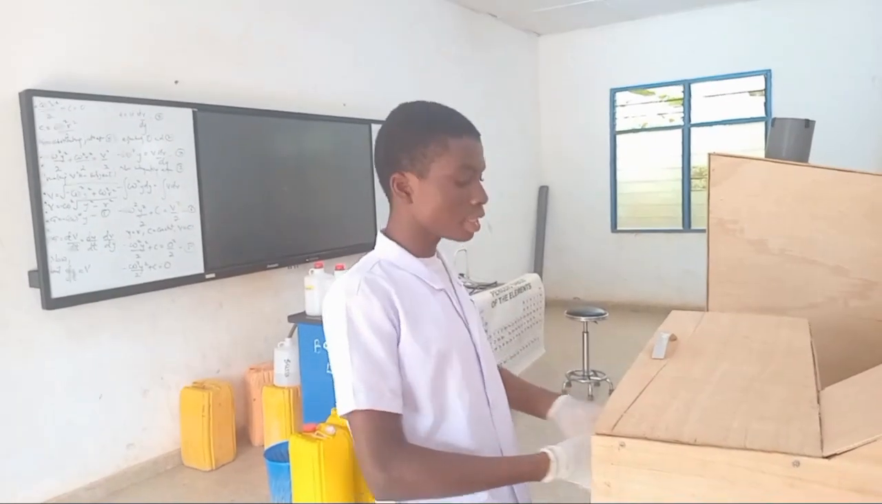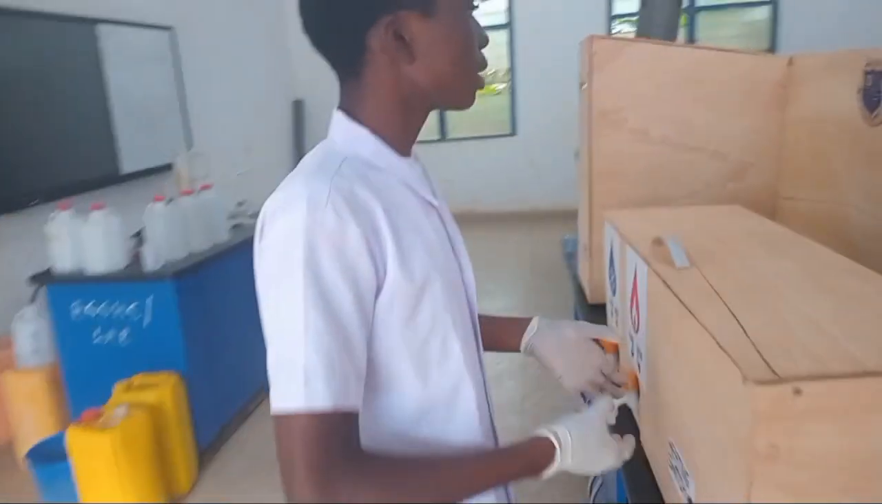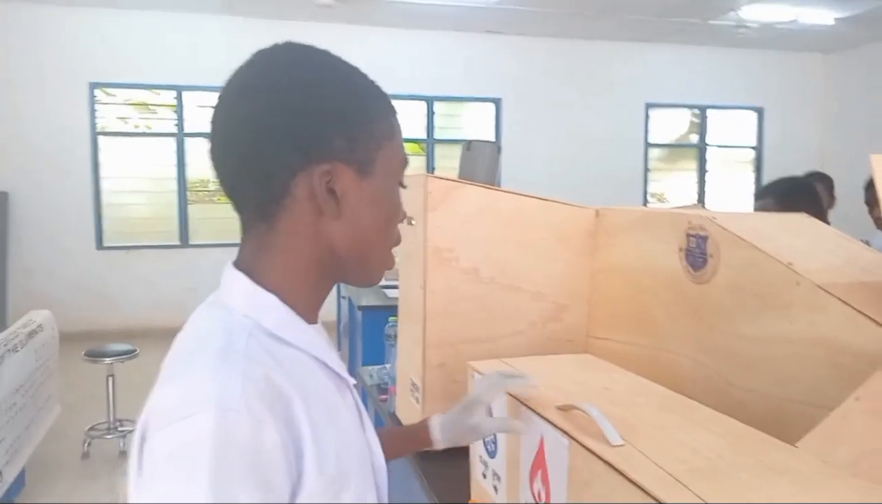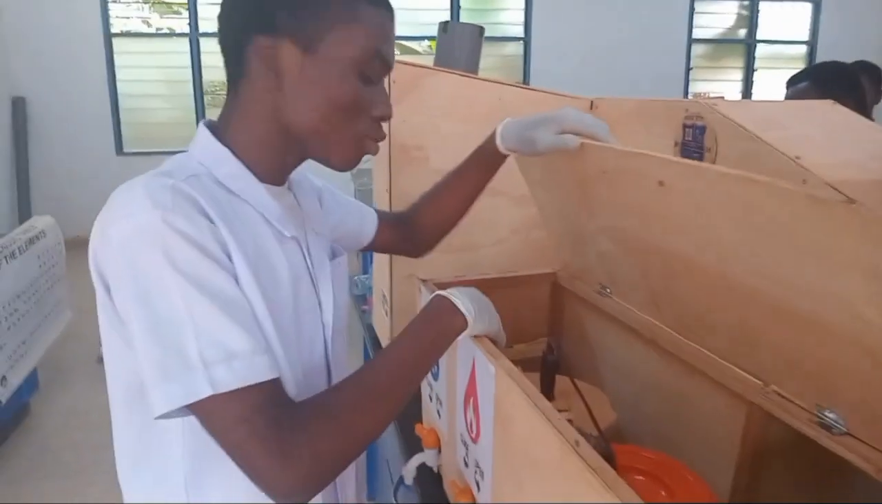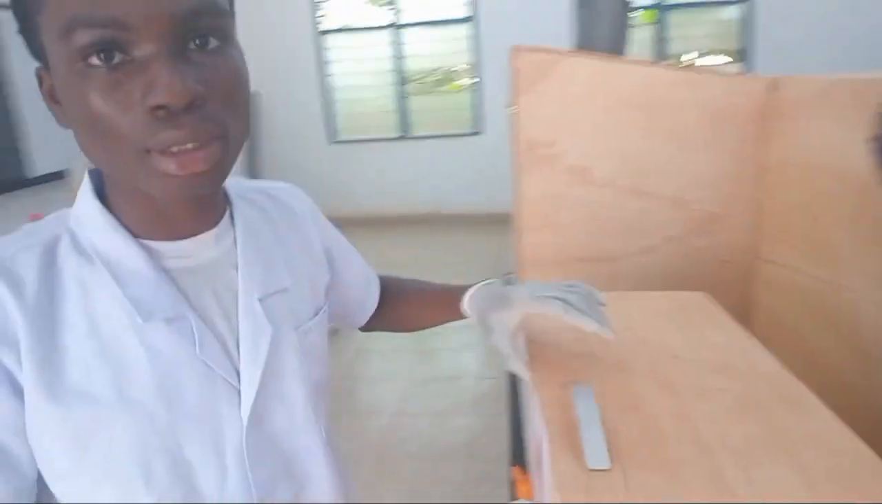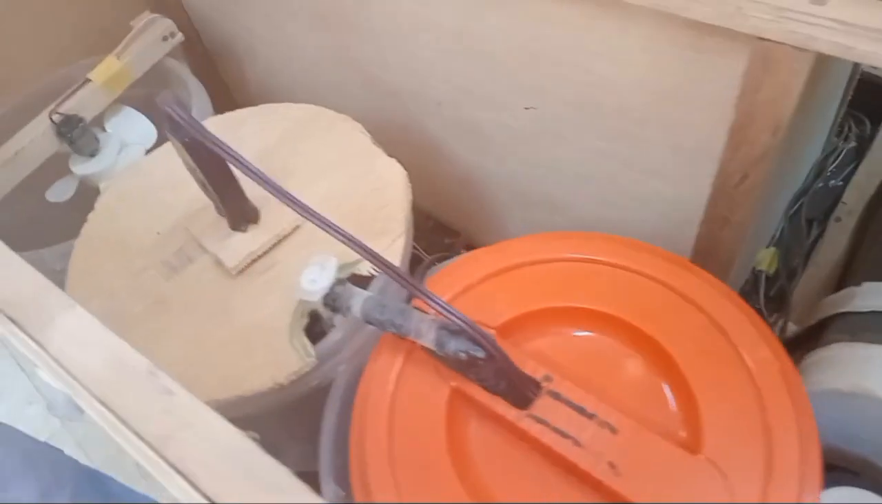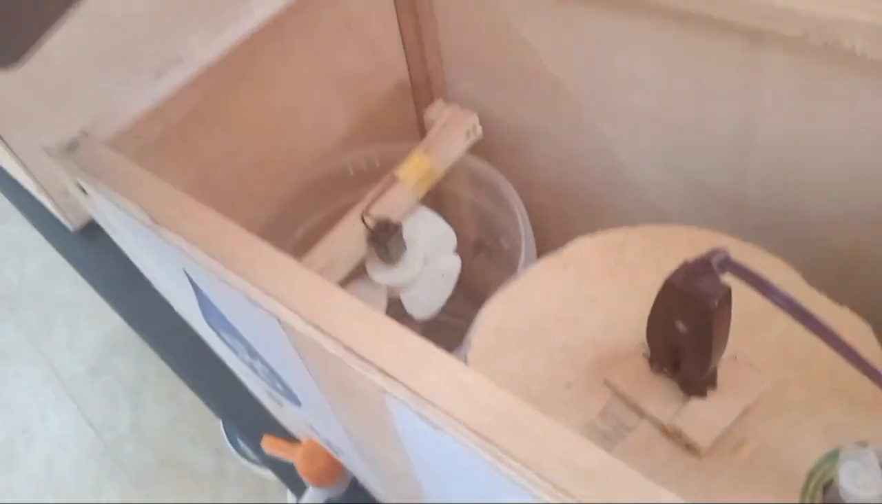After the adsorption chamber, the water moves to the heating chamber. The heating chamber heats the water to reduce the concentration of chlorine in the water. And lastly, the water moves to the cooling process. This is the cooling chamber, and this is the heating chamber. Here too is the adsorption chamber.